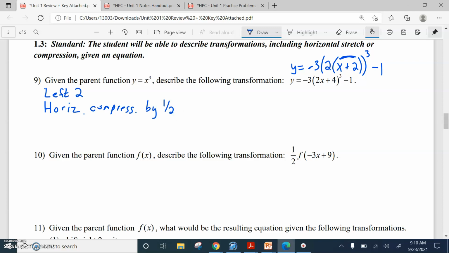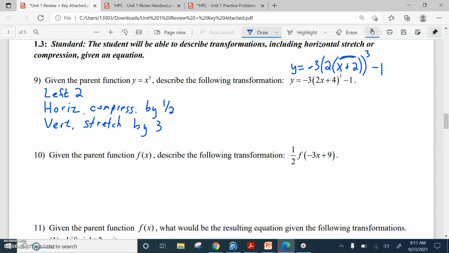So we've dealt with that multiplication. The other multiplication we have here is this 3 out front. And when there's a multiplication on the outside of the function, that is a vertical component. And this time, when it's a big number, bigger than 1, like a 2, a 3, a 4, those for verticals are stretches. Vertical stretch, and we just leave it as a 3.